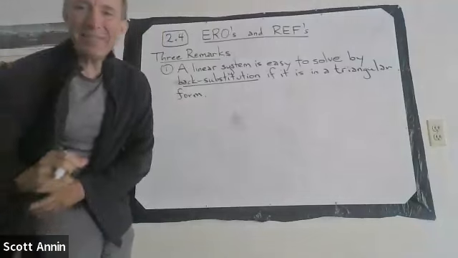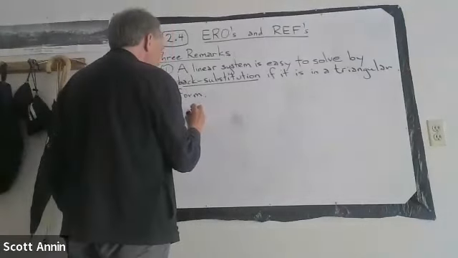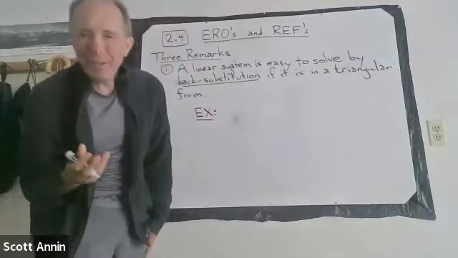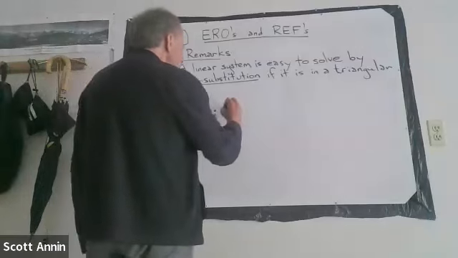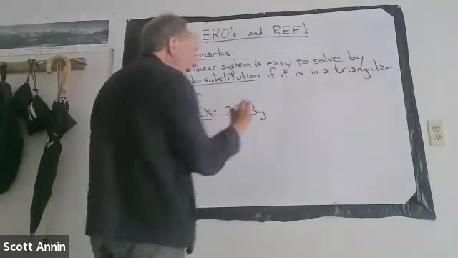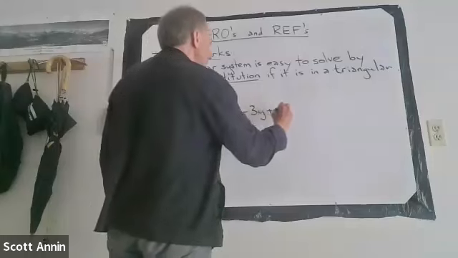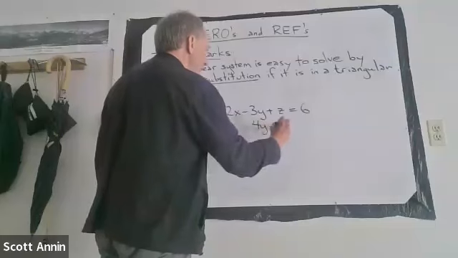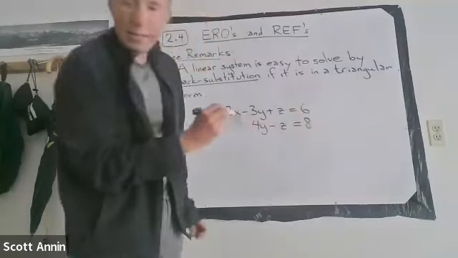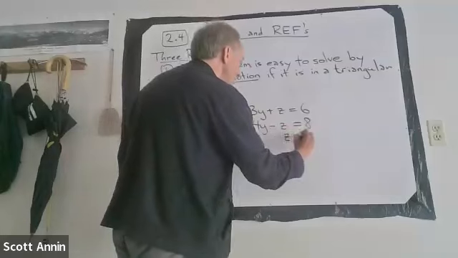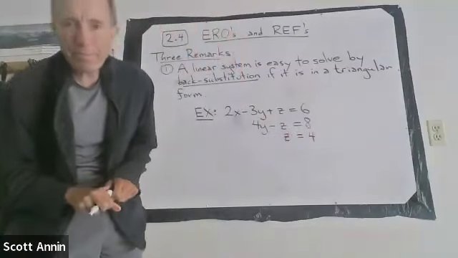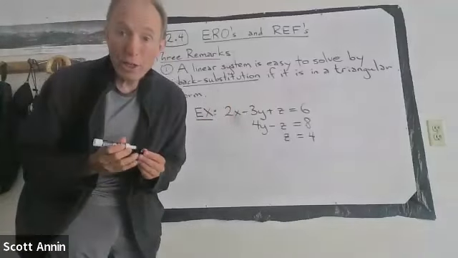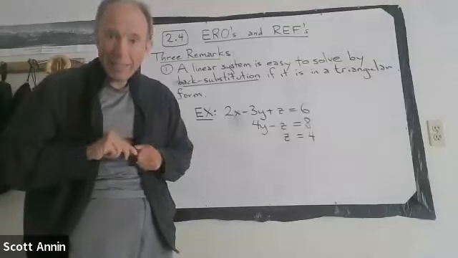Okay, I kind of need to explain what I mean by that. I think an example will pretty nicely make my point here. Let me write down a linear system of equations. Suppose I had 2x minus 3y plus z equals 6. And then suppose my second equation was 4y minus z equals 8. And finally, my third equation is z equals 4. So this is my linear system of equations, and the goal is to solve for x, y, and z.